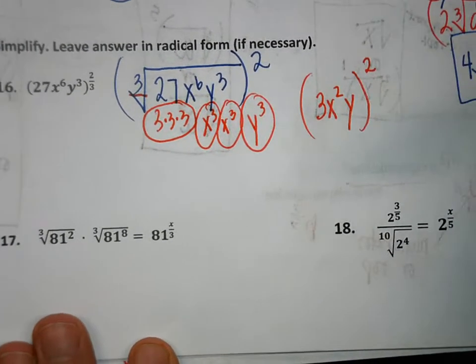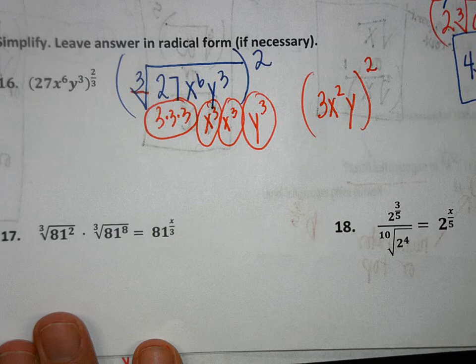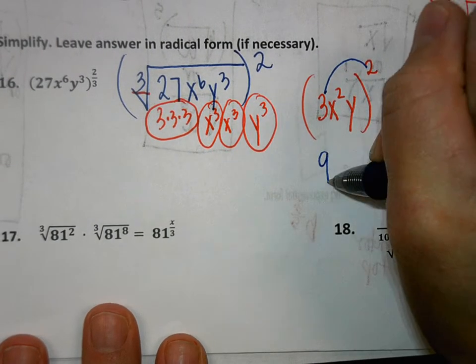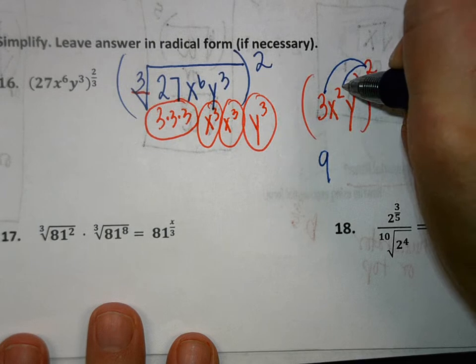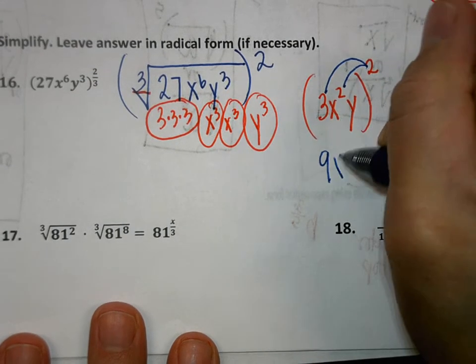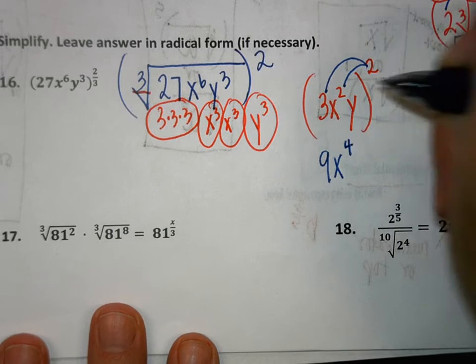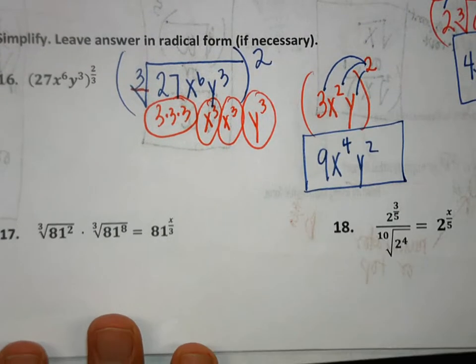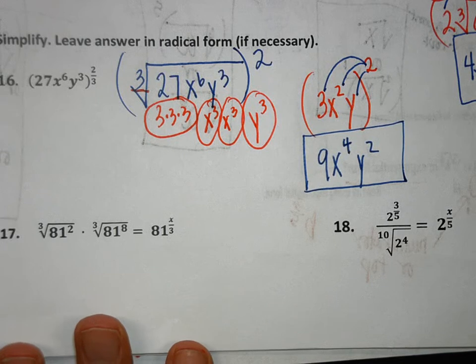So from there, we need to simplify and square everything in the parentheses. So 3 squared makes 9. X squared to the 2nd power, we multiply powers to powers. 2 times 2 makes x to the 4th. And then we have y squared. And that is our final answer.